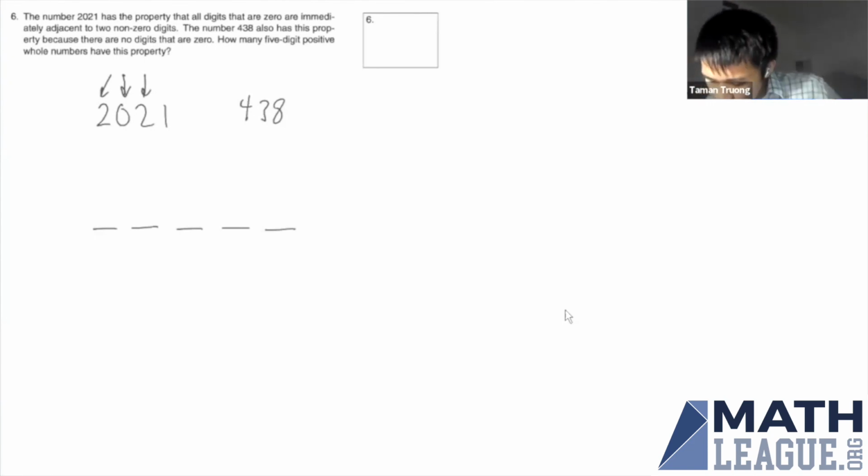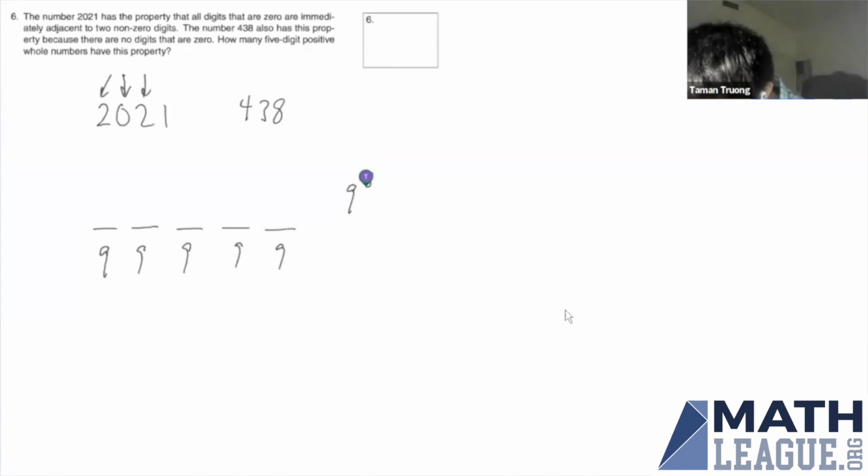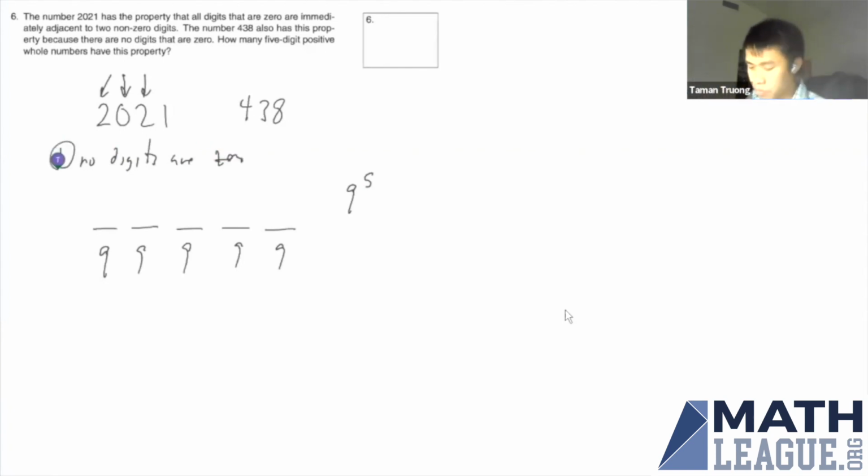If no digits are 0, then that's very easy because the first digit clearly can't be 0. There are 9 possible digits here. And then the rest of them can't be 0 either, and each choice of digit is independent of the others. So there are 9 possibilities for each digit in this case. So we have 9 to the 5th. No digits are 0, and this is case 1.